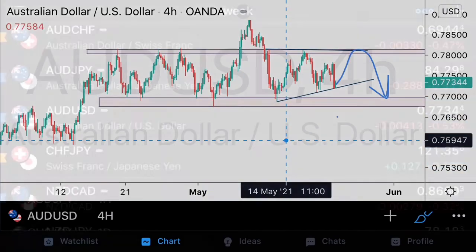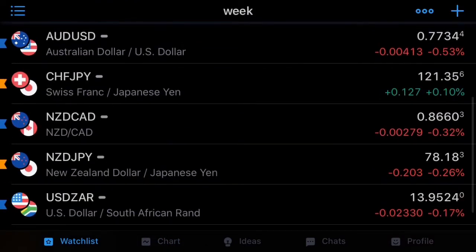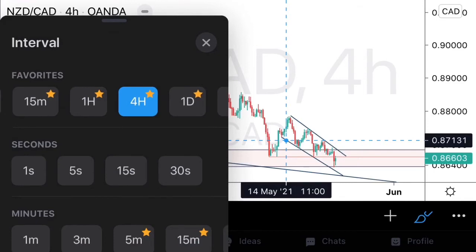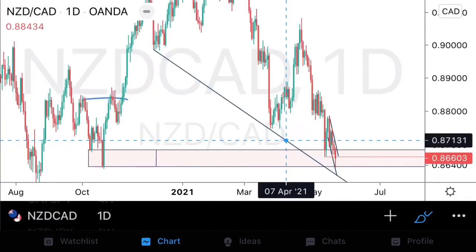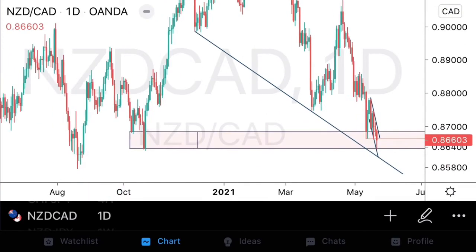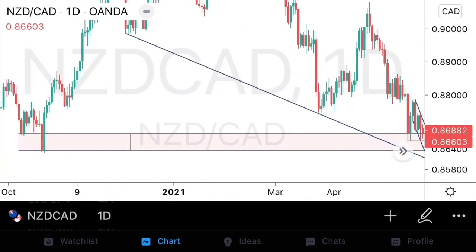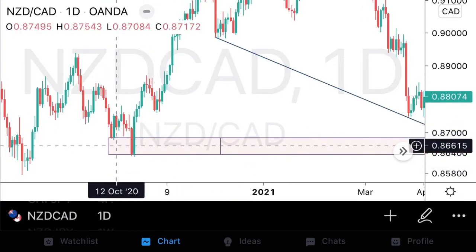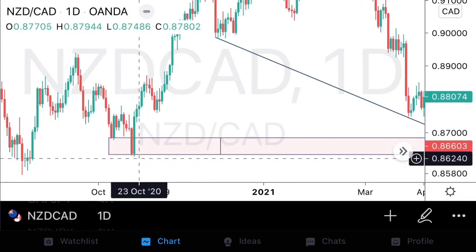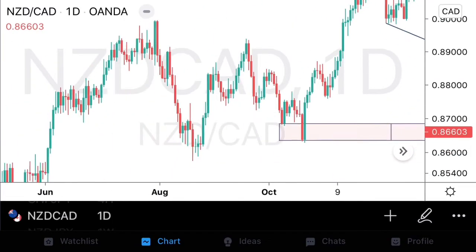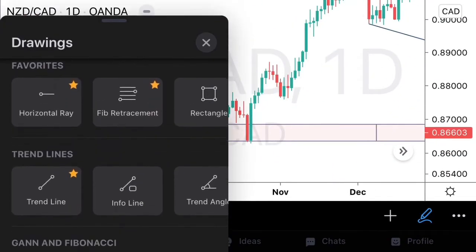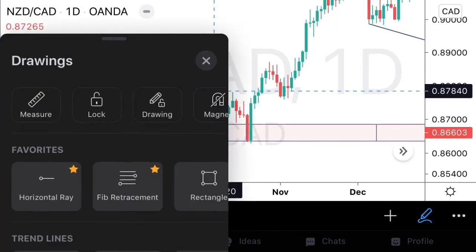Let's go on to the next pair, guys. So the next pair that we're going to get into is New Zealand dollar CAD. So we'll start off on the daily. So guys, on the daily, what we can see is prices basically being already in this area of support. Why did we look at this as an area of support? Because this was the last push to the downside that had violated some structure.